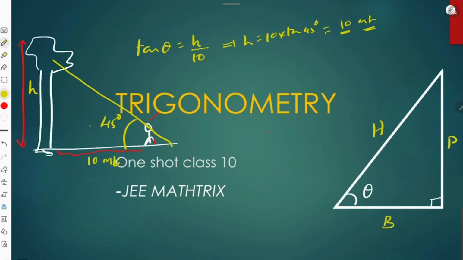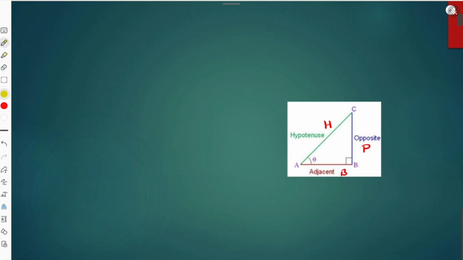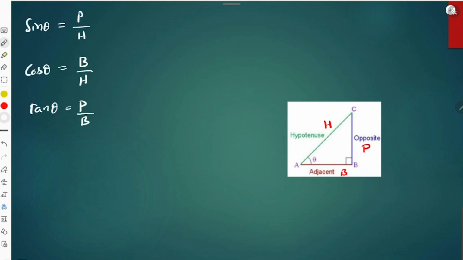Now, the six basic trigonometric ratios are perpendicular by hypotenuse, base by hypotenuse, perpendicular by base. These three are given names: sine theta, cos theta, and this is tangent theta. Simply we write it as tan theta.